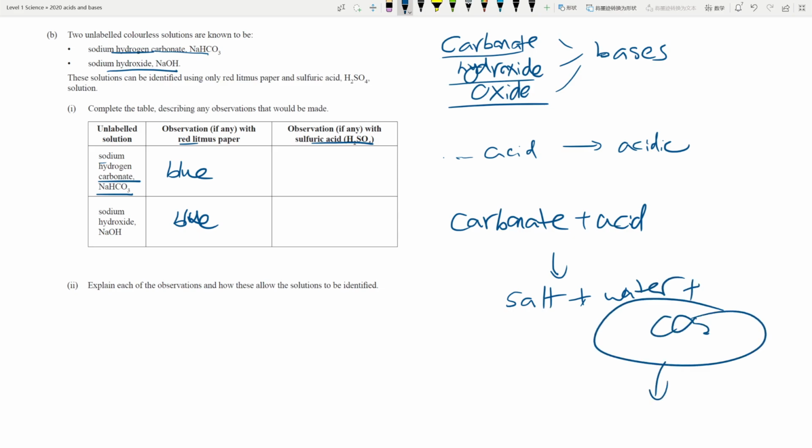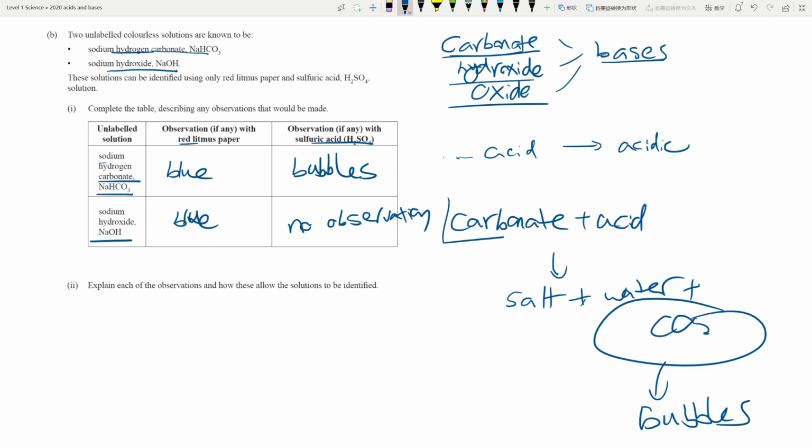Carbon dioxide, you see this as bubbles. So you can actually see this. So observation: you see bubbles, and with this one, no reaction, no observations. It doesn't mean there's no reaction, it just means you can't see anything, because acid plus base gives you salt and water. And then you may go, oh, but you told us carbonate is a base, so why can't I just go acid plus base gives you salt and water?